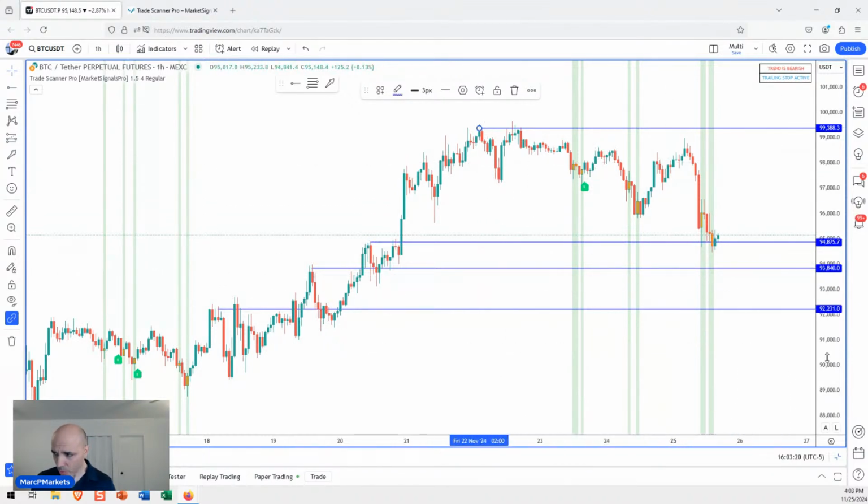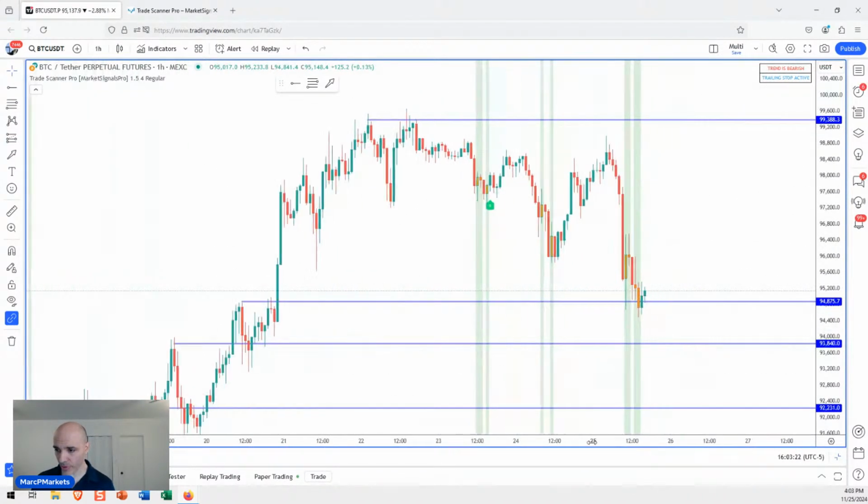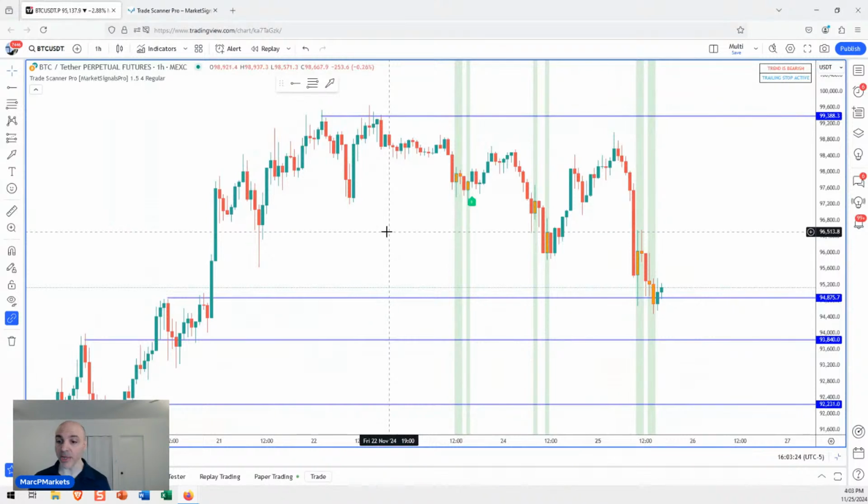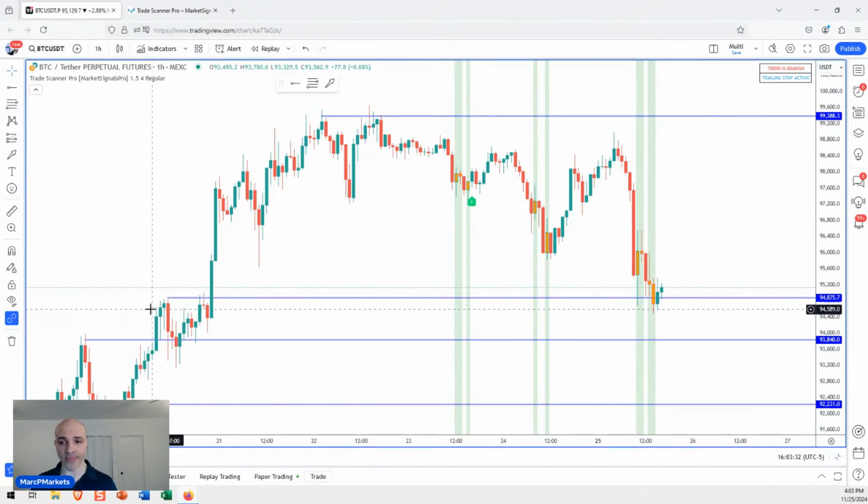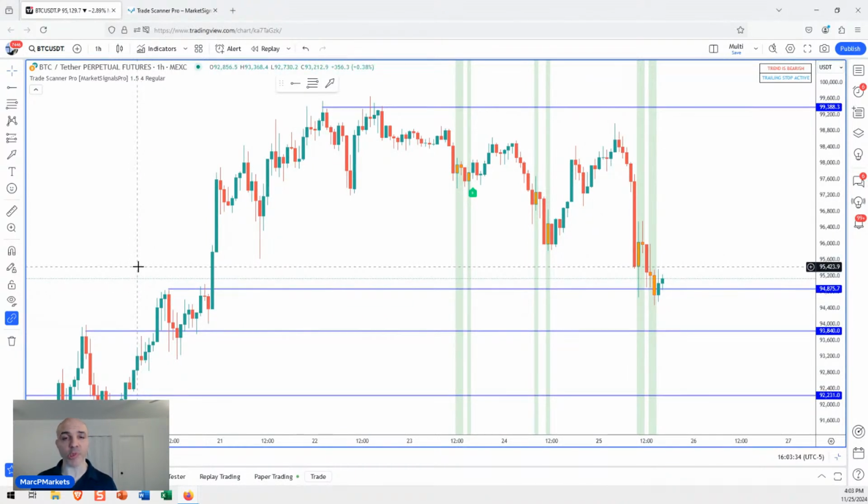So what I just drew there were some support and resistance levels based on previous price reactions. It's very visual. It's very easy to see. There's no magic here. There's nothing special. There's no secret here. Old support becomes new resistance and vice versa.